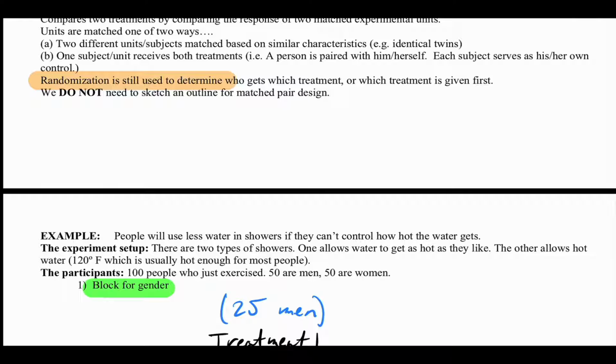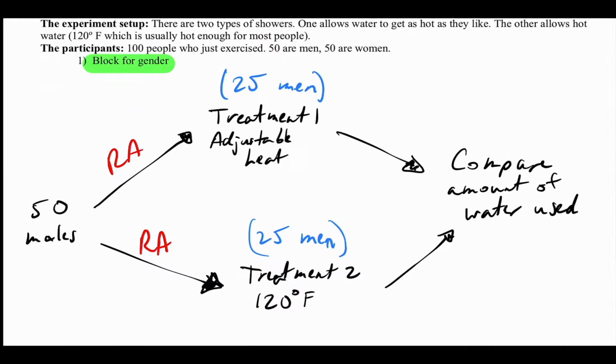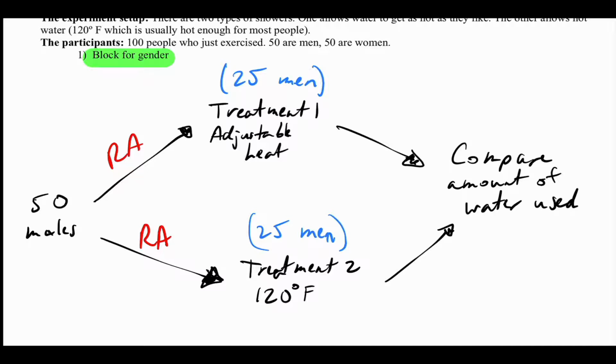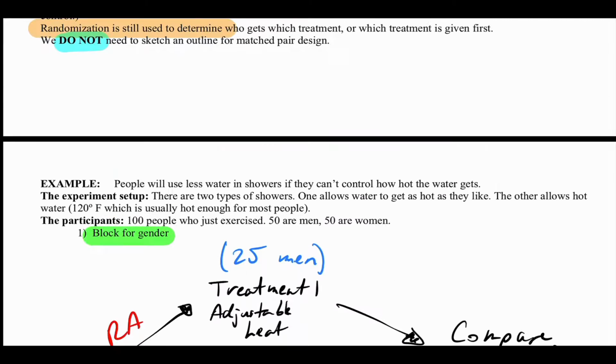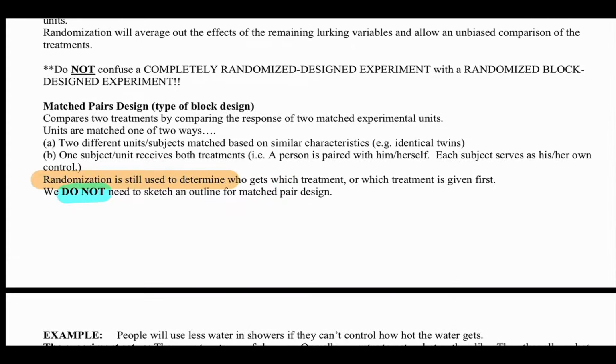Here's the big thing that you guys will probably like. We do not need to sketch an outline for this one. No outline needed because it's way too complicated. If you're being paired with yourself, you're essentially doing the experiment here with 25 and 25. If I was going to do matched pairs, it'd be a lot more data that I would need to analyze, and how that goes is way too complicated. So for matched pairs, you do not need to do an outline.